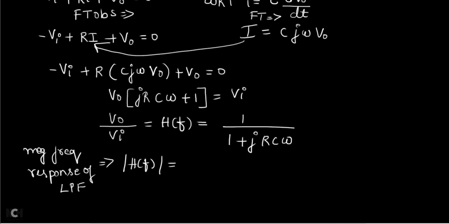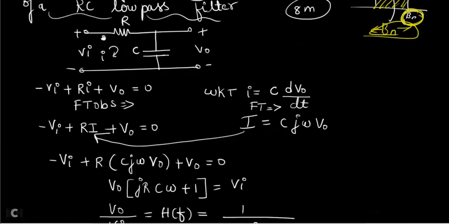So magnitude H of f, you take magnitude here. You will get the numerator 1 divided by denominator magnitude, square root of 1 plus (RC omega) whole square. Now you take only magnitude H of f whole square. Take squaring on both sides. You will get 1 divided by 1 plus (RC omega) whole square.